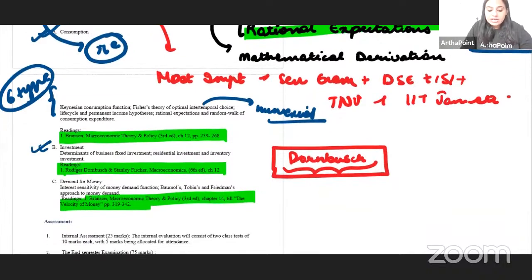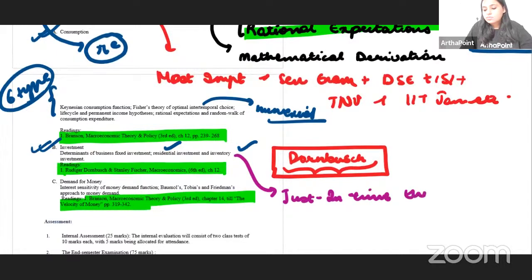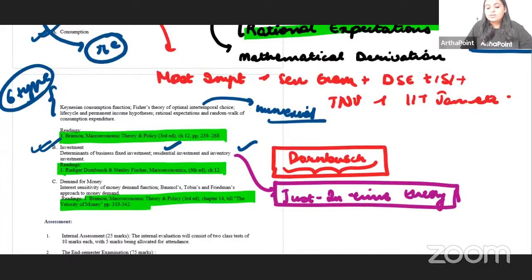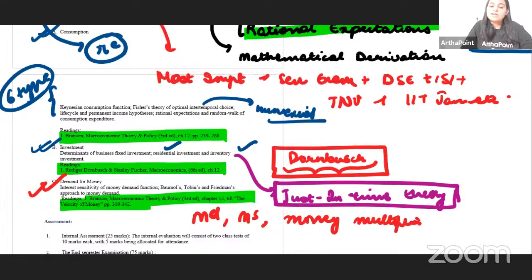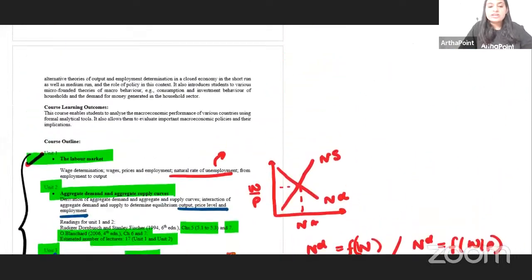Followed by it would be our investment theory. We will do what are the determinants of business fixed investment, what is inventory investment, what is residential investment, then what is just-in-time theory. That would be the second thing. And then we will be talking about the demand of money. What is money? What are the functions of money? What is the demand of money? What is the supply of money? What is money multiplier? All of that. So this is more or less your entire syllabus.